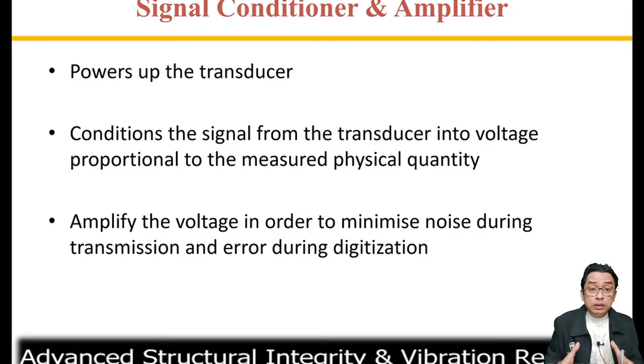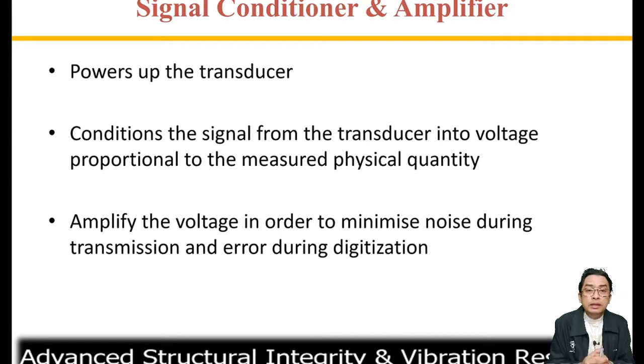So for this signal conditioner and amplifier, what it does is first it provides power to the sensor. Some sensors need power to operate. Because this is the first component that connects to the sensor, it gives power to the sensor. And the second one, the most important, is this component here.